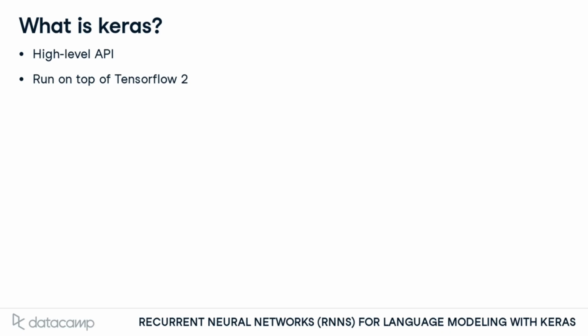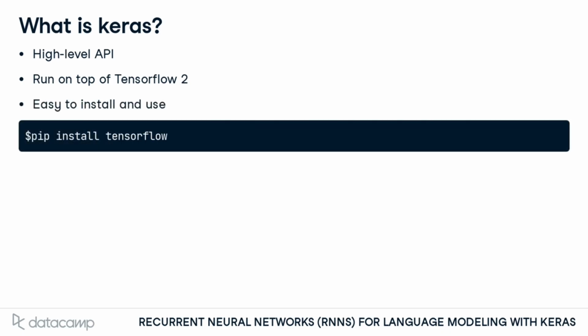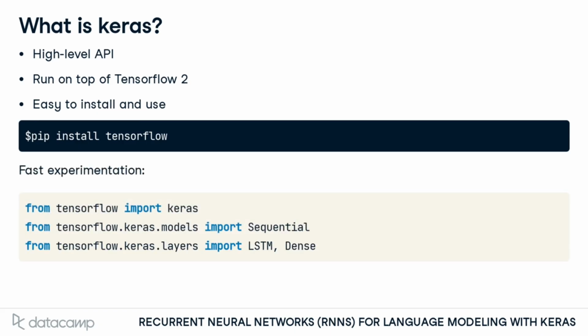To install Keras, we can simply use the Python Package Manager, PIP. After installation, we can use its modules to execute fast experimentation and research. Next, we will introduce the main modules of Keras that will be useful for the language models.